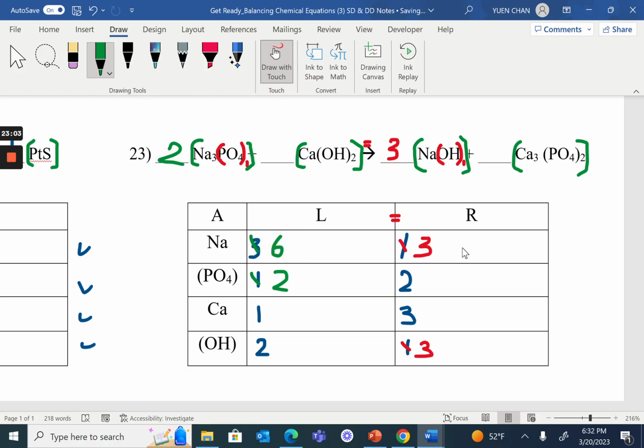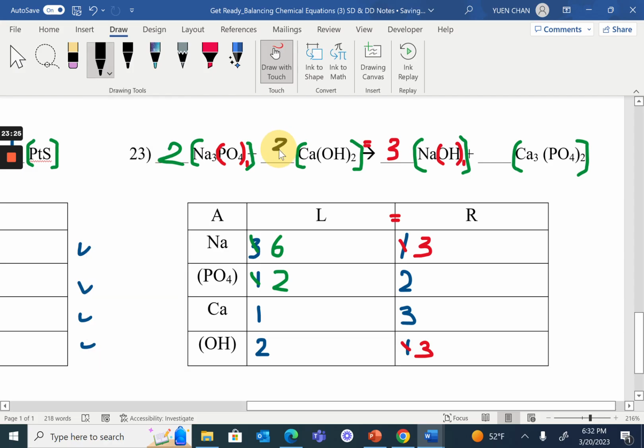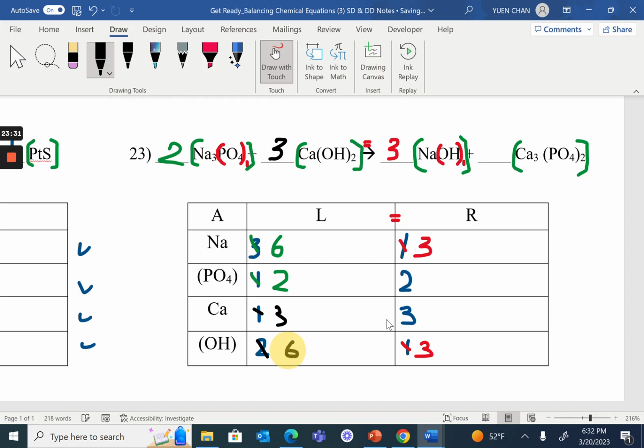Okay. Now, let's see what else I can do. You know what? My Na is not balanced again. Can I change my Na? Sure. Or you can change your Ca, right? Which one you want to do. So let's say I'm going to change my Ca. So we'll make it 3. Okay. So I'm going to put the 3 on the Ca. So make the Ca become 3 on the left. And then make the OH become 6.